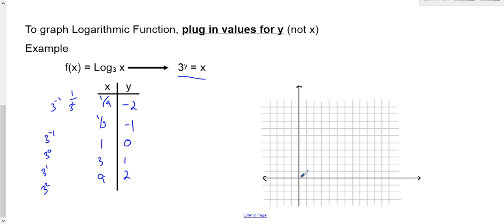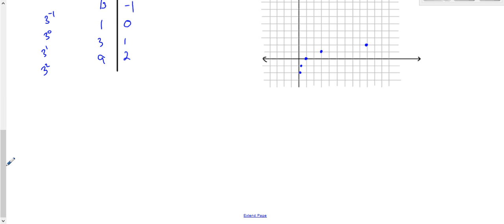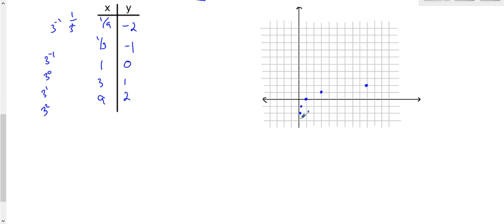3 squared is 9. Now I have my values here I can graph. 1/9 is very close to 0. Now I go down to the negative 2. I plot my point. 1/3, down to negative 1. 1, 0. 3, 1, and then 9, 2. Okay, so those are my points in my graph, and this is not going to cross the x-axis here or the y-axis here. It's going to run down and continue on forever, essentially right along the y-axis.